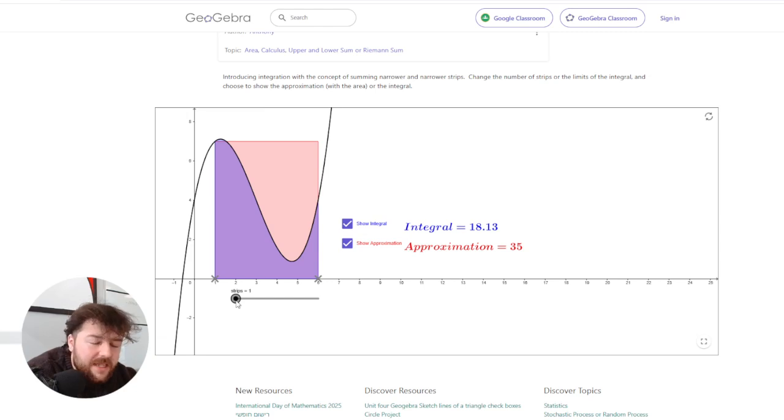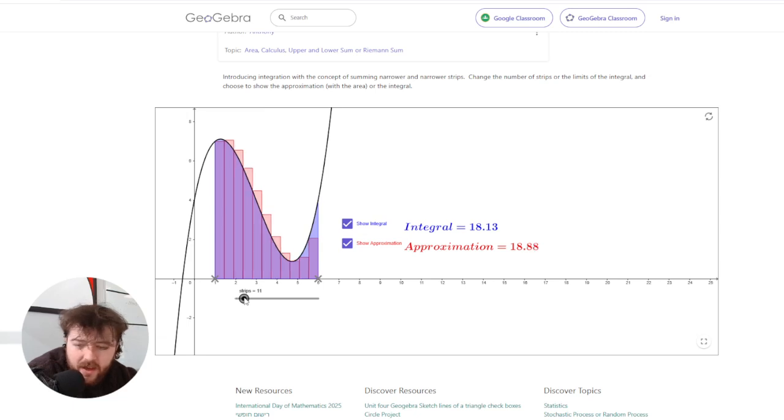But what if I increase the amount of rectangles? Say I increase the rectangles to 10. I make all these rectangles here and find the area of each rectangle. Now my approximation is getting closer and closer to what the actual area is.